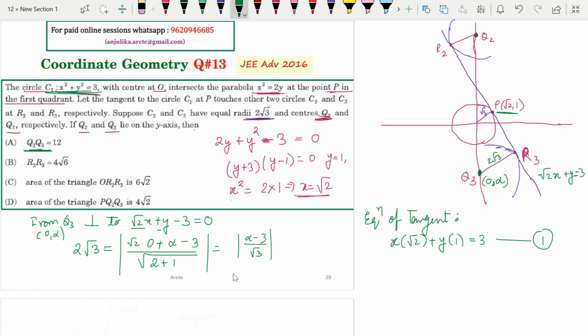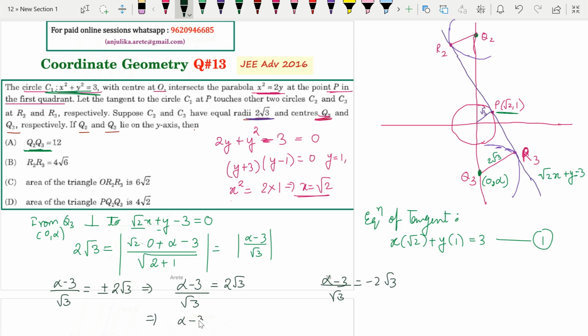That's equal to 2 root 3. Now, of course, when you remove the modulus, you get a plus and minus. So let's write that down. You are getting this equal to plus or minus 2 root 3. This is plus root 3. And with the minus, you get this. Okay, so let's solve it up.